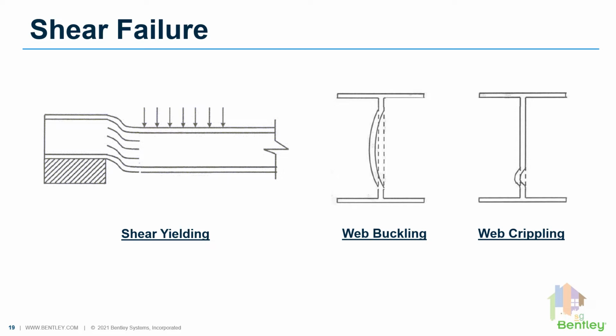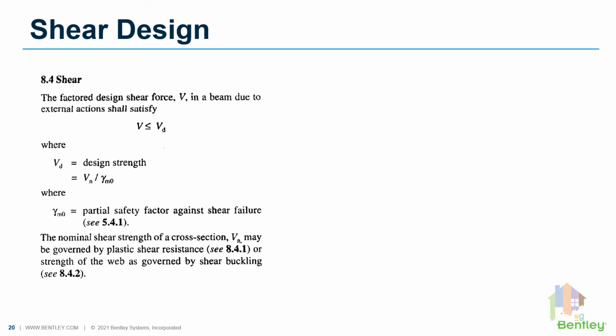There is another failure condition which is web crippling, where the web buckles locally due to stress concentration. This failure does not occur over the entire web portion; rather, a small portion of the web which is subjected to high stress cripples and fails. For shear design, section 8.4 of the IS800 code is used. If you look at the equations, you can notice that the first two failure criteria are considered for shear capacity calculation.